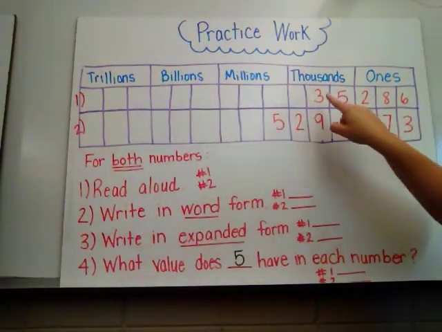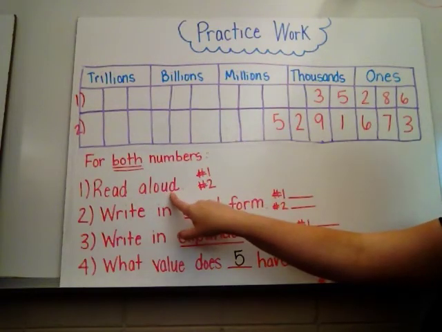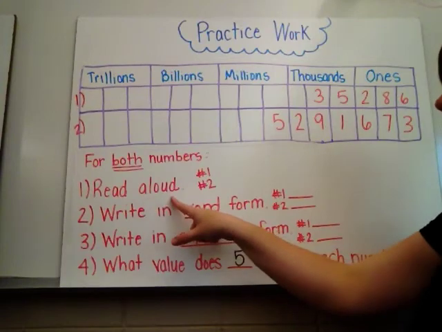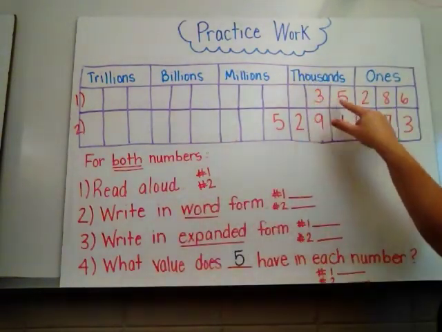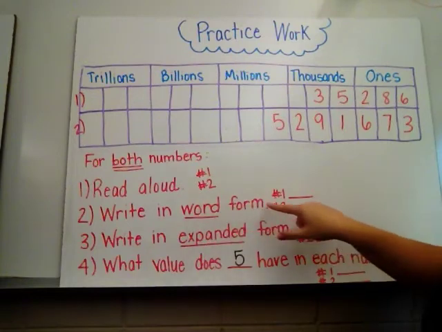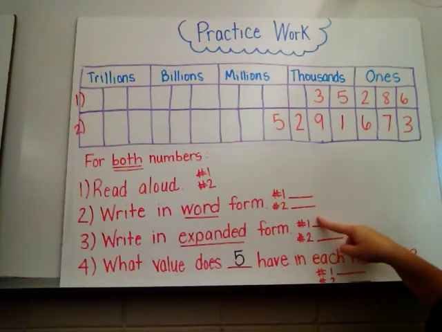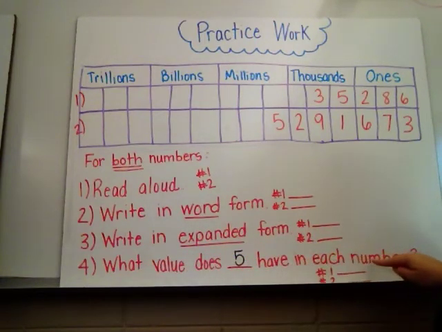So the first number is right here, and I'm not going to read it aloud because I want you to read it aloud. That's your first step. So just as you're sitting at your computer, you can read it aloud to yourself. You can whisper it if you don't want someone to hear you. Write it in word form for number 1. Write it in expanded form. And then what value does 5 have in that number?